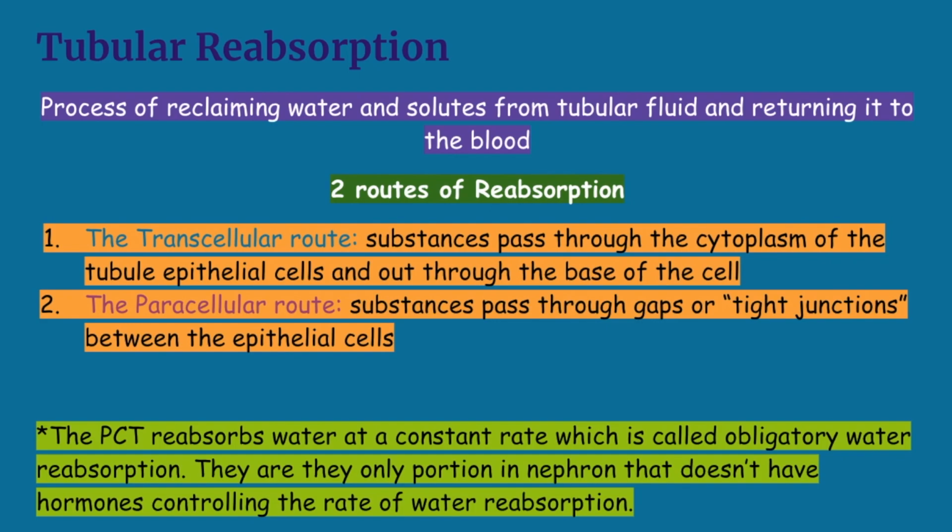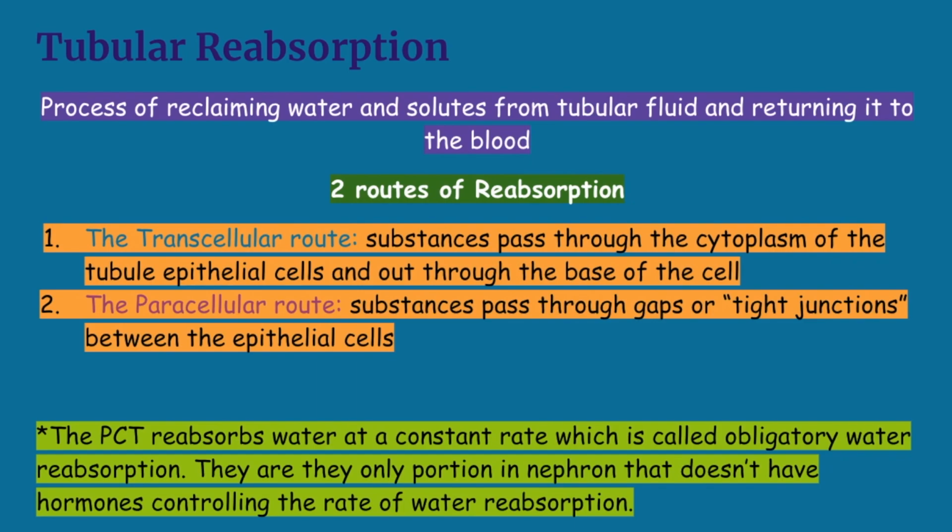To put this in basic terms, the solute or substance passes through the cell, and that's called the transcellular route. Second, we have the pericellular route, which is the process of substances passing through the gaps, also known as tight junctions, between the epithelial cells. The main thing to understand about tubular reabsorption is that it's a process of taking necessary water and solutes from the tubular fluid and putting it into the blood, in which the blood takes it all the way throughout the body. Tubular reabsorption is a significant action the nephron performs that is very crucial for our body to function.